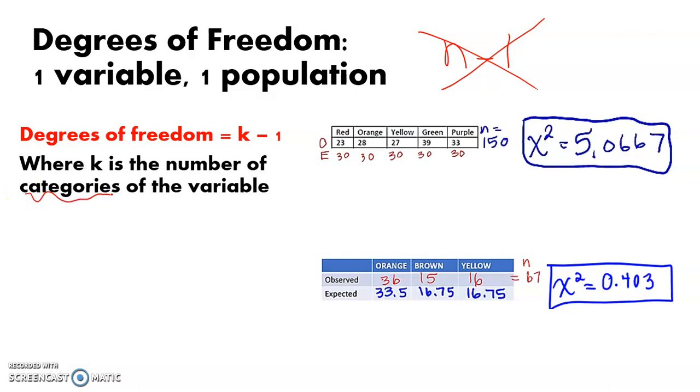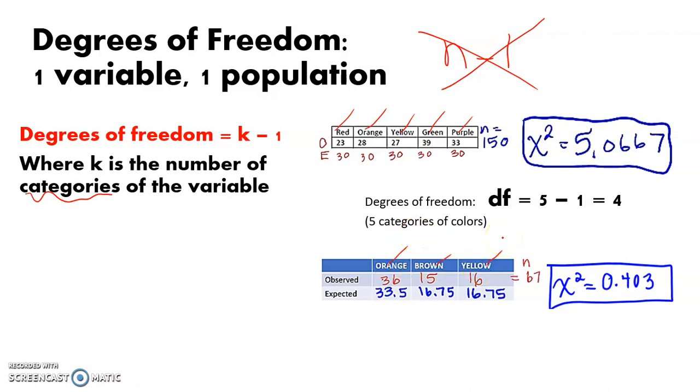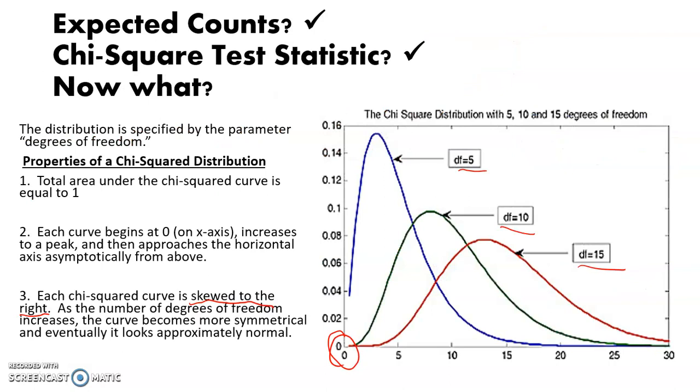Okay, so the number of categories in this case, when I look at my Skittles, I've got 1, 2, 3, 4, 5 different categories. That means my degrees of freedom would be 4. And then with the 1, 2, 3 different colors, 3 different categories of Reese's Pieces, that gives me a degrees of freedom of 2.